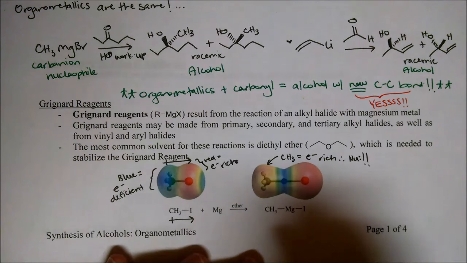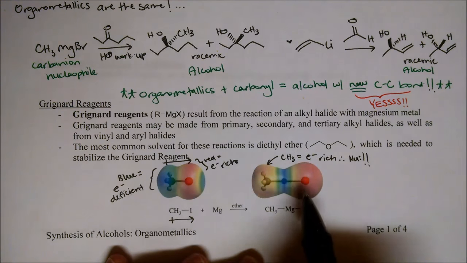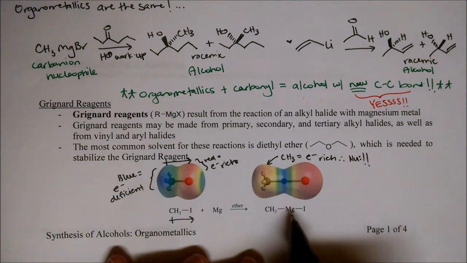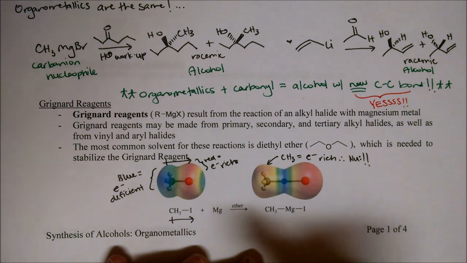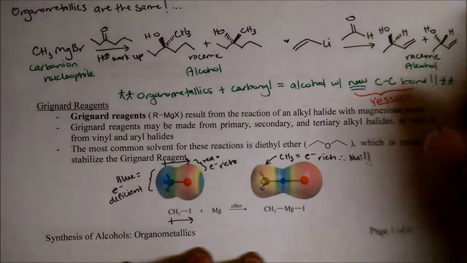Okay, which is awesome. Yes, we still have electron density around the iodide, but by binding to this metal, which doesn't want any electrons at all, it gives them all to the carbon. So here we can see we have now made it nucleophilic, and that's amazing.